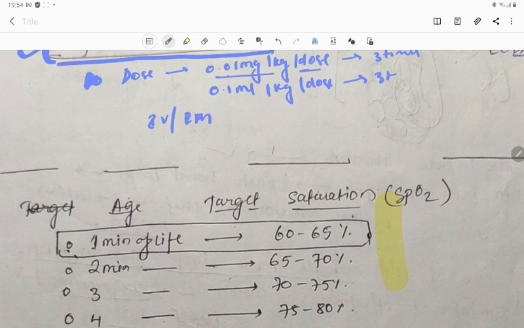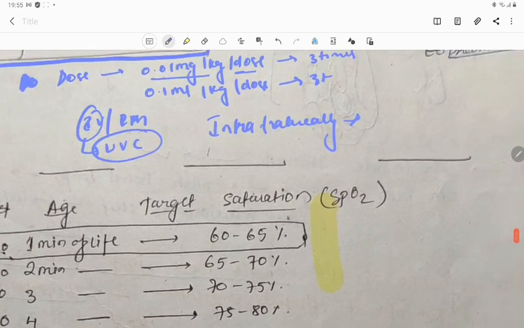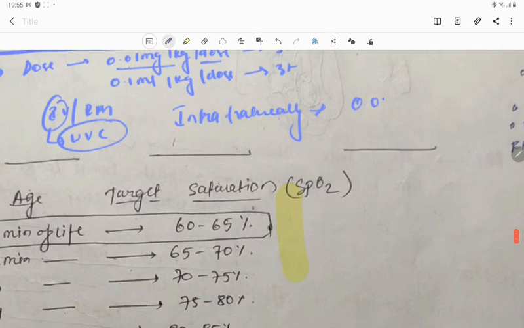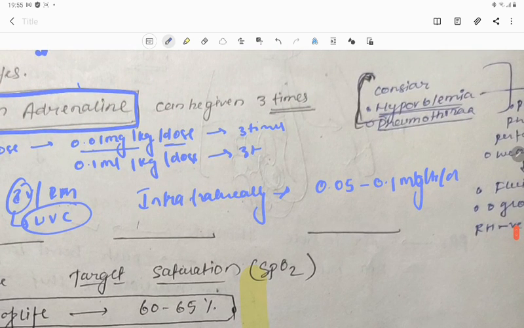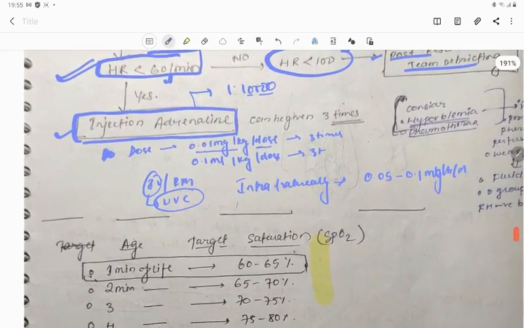If it is through IV, we'll be giving most probably through umbilical venous catheterization. But if we are giving it intratracheally, then the dosage changes out to be 0.05 to 0.1 ml, milligram per kg per dose. And the strength of adrenaline is 1:10,000, right? So this was about the adrenaline.